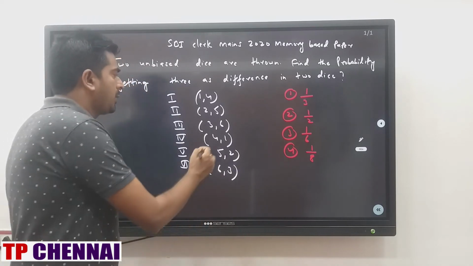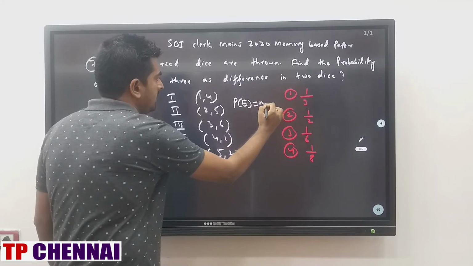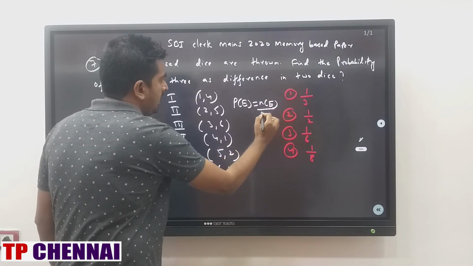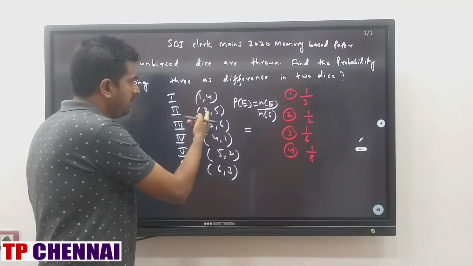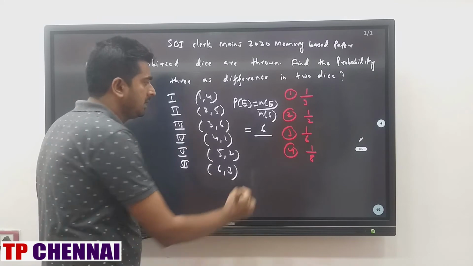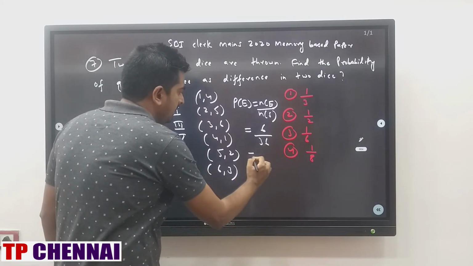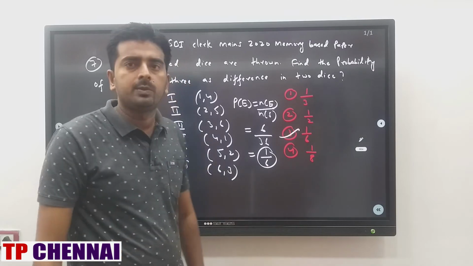So probability is nothing but the number of favorable cases divided by the total number of possible outcomes. The number of favorable cases is nothing but how much? 1, 2, 3, 4, 5, 6. And the total number of possible outcomes is 36. What is the answer? 1/6, which is the third option.